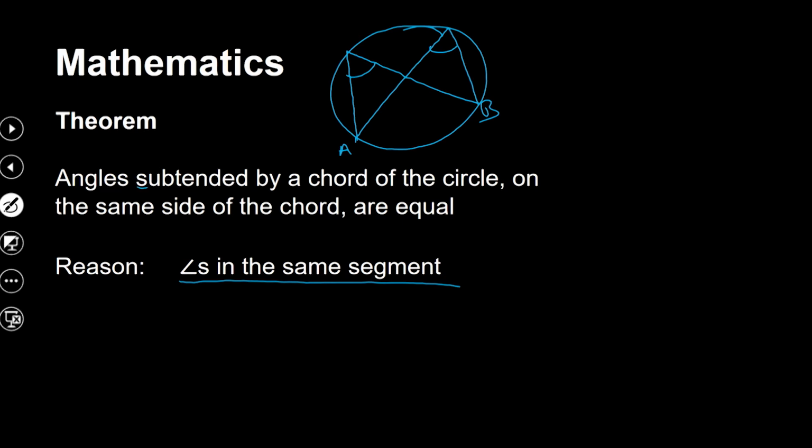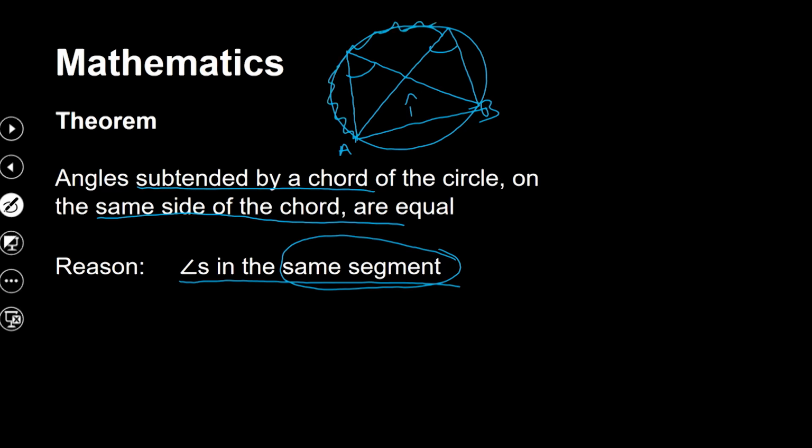Why? Because they are subtended by the chord of the circle and they are on the same side of the chord, right? So if my chord was there, they are both on that side of the chord. So then they will be equal to each other. We normally call this angles in the same segment. Why? Because remember that this is classified as a segment. So we need to please remember that.